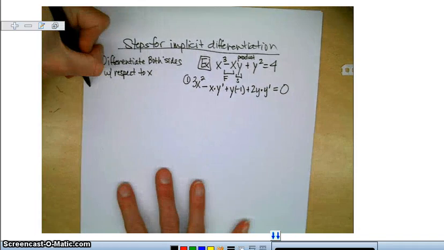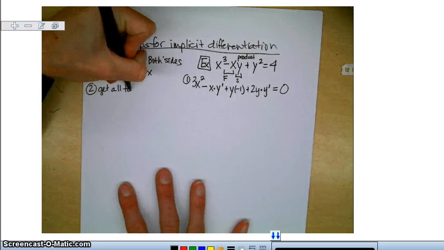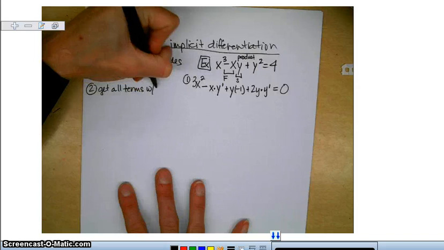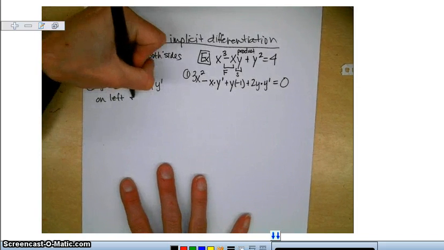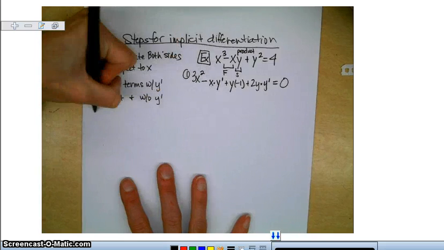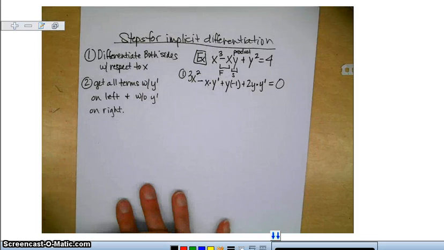Okay, second, get all terms with y prime on the left and without y prime on the right. Doesn't really matter, but this way we'll all be consistent. So any terms that have y prime on the left and any terms without it on the right.